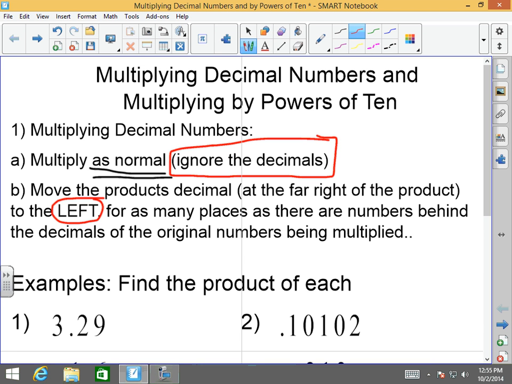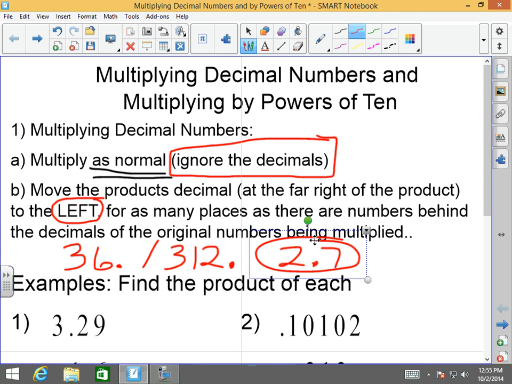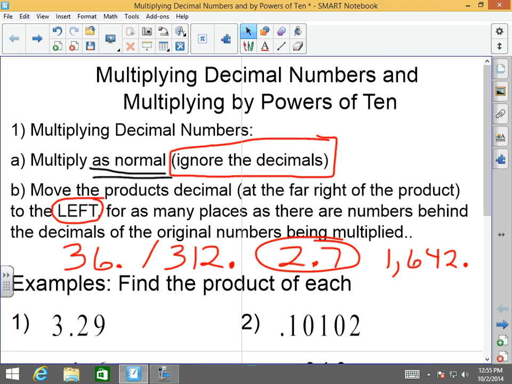Remember that when you have any number, for example, 36, the decimal is behind the 6. It's at the far right of the number. If you have 312, it's at the far right of the number. Think of it as money. Of course, if you have 2.7, the decimal's right where it is. Okay? But if you have a whole number, again, like let's say 1,642, the decimal is at the far right of the number. Always remember that.